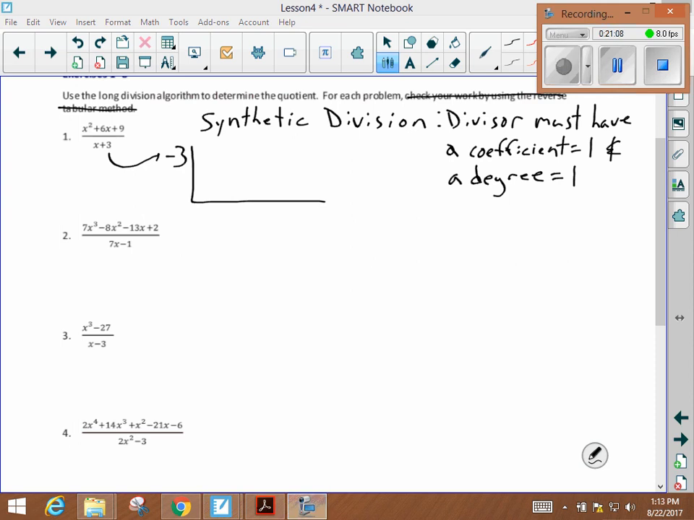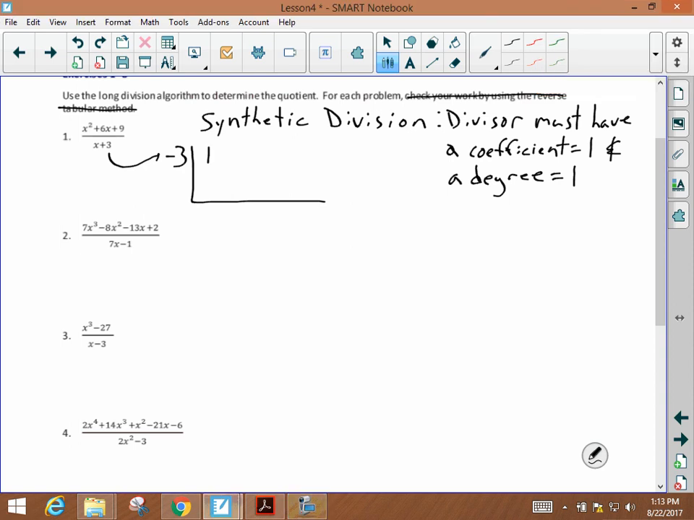The next part of the setup is I am going to represent the numerator, or the dividend, in terms of just the coefficients. So I have my coefficient of x squared is 1, and I'm going to put that there. My coefficient of x is 6, and then I have a coefficient of x to the 0 power, or my constant, and that's 9. I'm going to drop this 1 down.